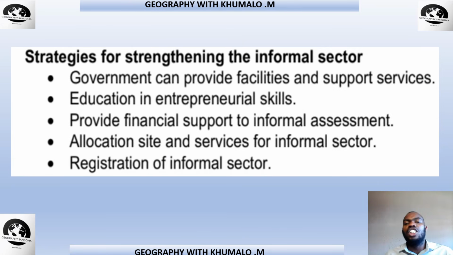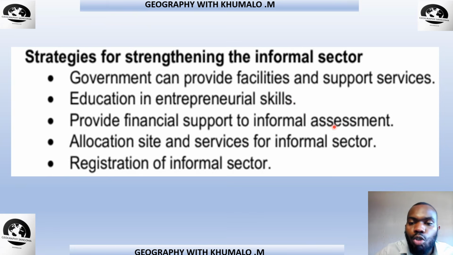Now, what are the strategies that the government can use to strengthen this informal sector? The government can provide facilities and support services. Support services like what? They can give them permits. They can reduce the amount that they charge on permits for these businesses. Or the government can register these businesses for free. Education in entrepreneurial skills: they can provide skills development for the informal traders so that they can have knowledge of how to run this business and make money.